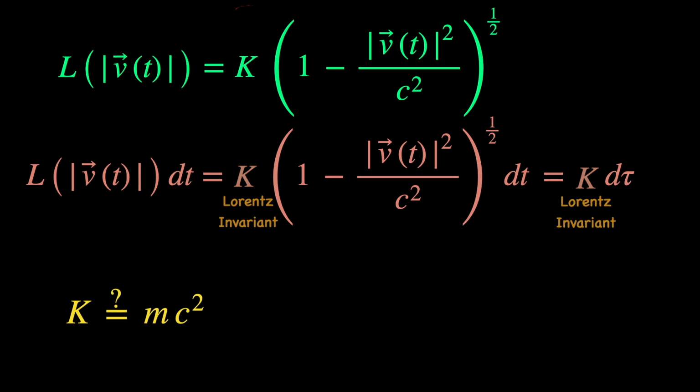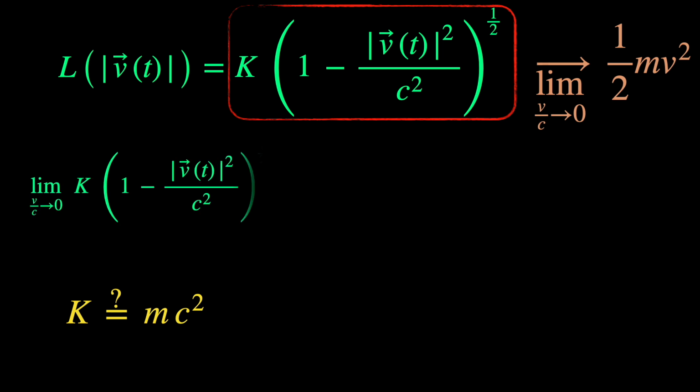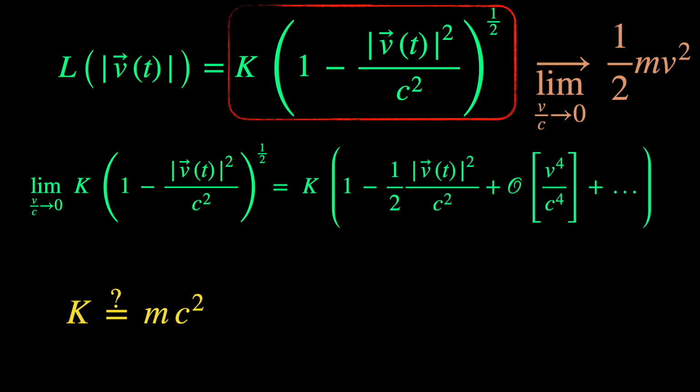If this is indeed the correct Lagrangian for a relativistic free particle, it must reduce to the non-relativistic free particle Lagrangian half mv squared in the limiting case of v upon c approaching 0, that is small velocity compared to c. So we take the limit by expanding the square root term as a Taylor series of v upon c squared, and for small values of v upon c squared, retain only up to the first order in v by c squared.